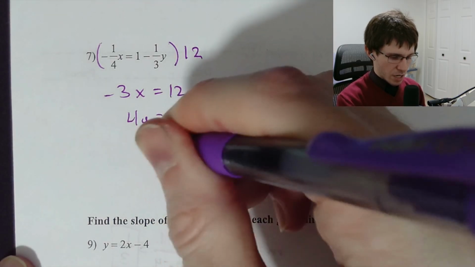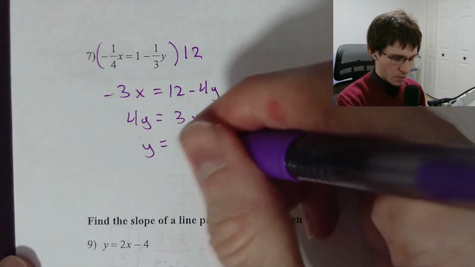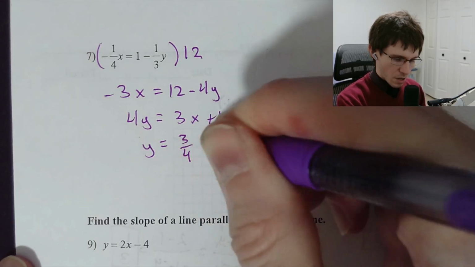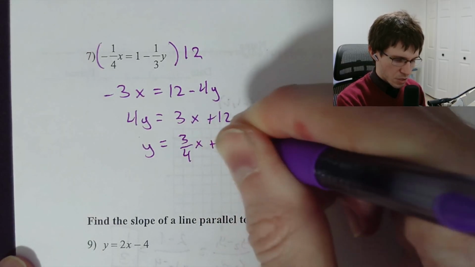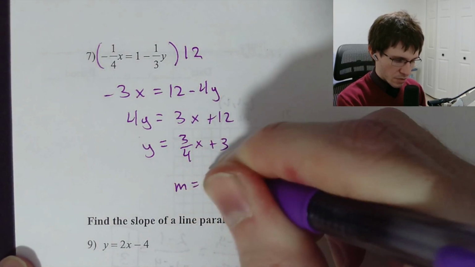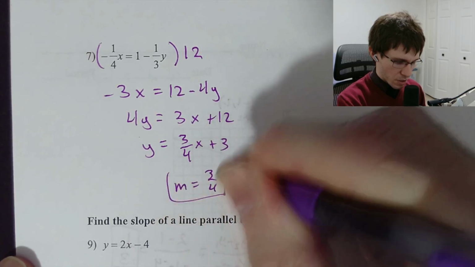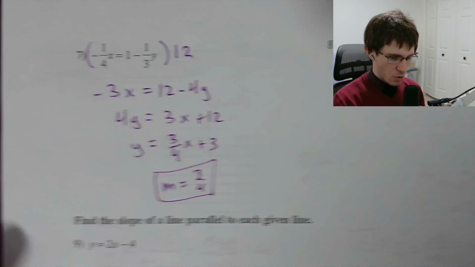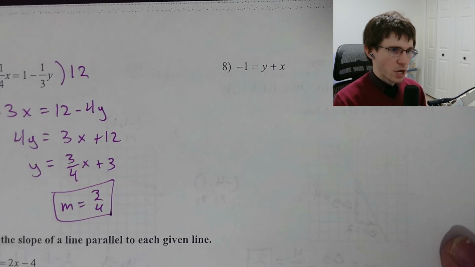And now we divide by 4 because we need to get this into y equals mx plus b format. 3 over 4 x plus 3. And this question is only asking for the slope. So our slope is, in fact, 3 divided by 4. Gorgeous. Moving on to our next question here. We got question number 8.